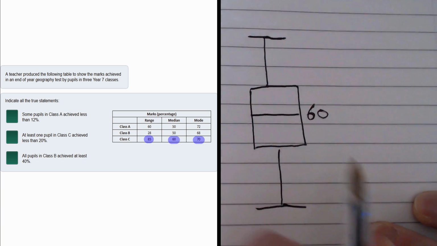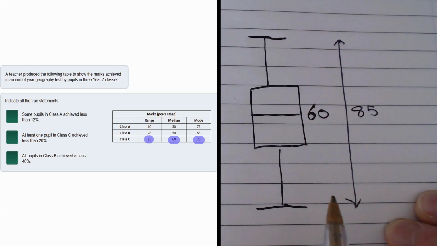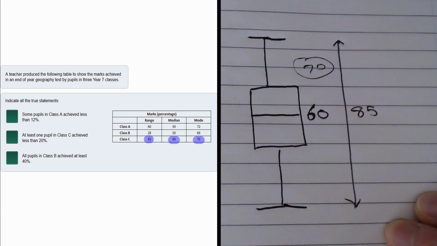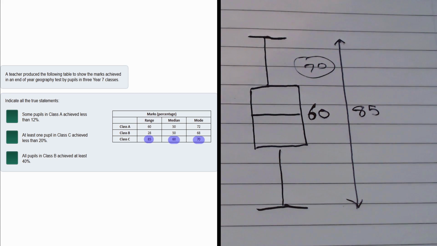The median is 60, the range here is going to be 85, and the mode is 70, which is above the median somewhere. It's here somewhere, but we don't know exactly where it could be. It could be the highest mark, it could be the upper quartile, anywhere in between. We don't know where the mode exactly lies on the box plot. Now it says that at least one pupil in Class C achieved less than 20%.